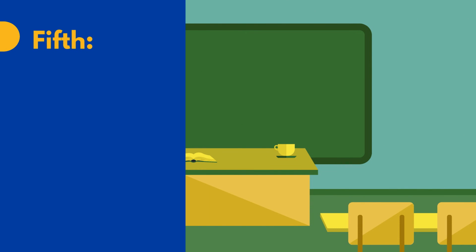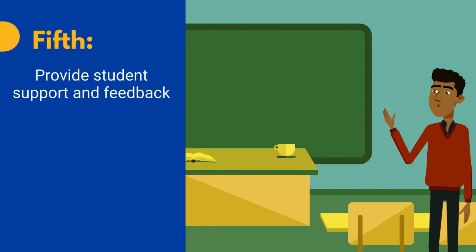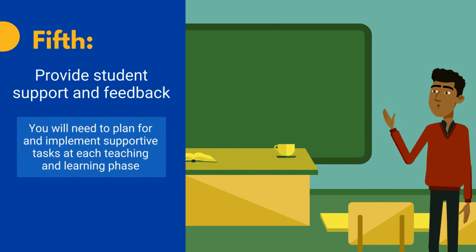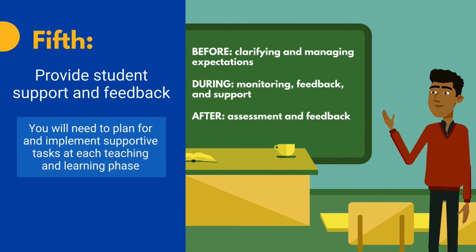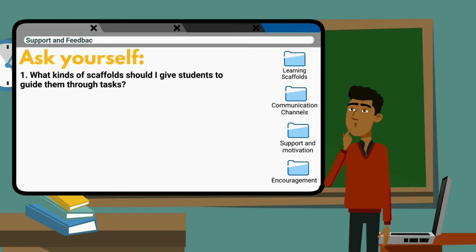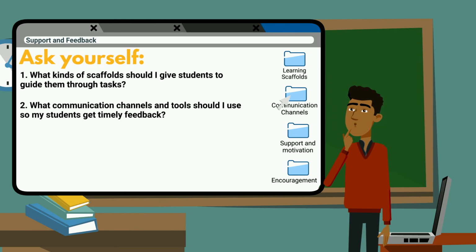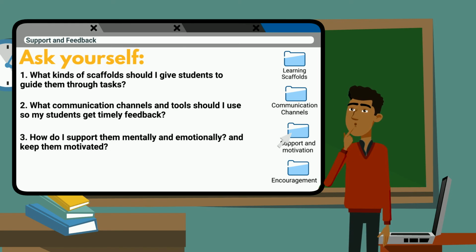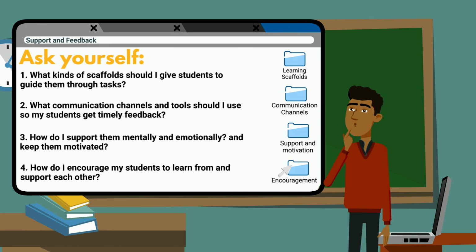The fifth subtask is providing student support and feedback. You will need to plan for and implement supportive tasks before, during, and after teaching activities. Ask yourself, what kinds of scaffolds should I give my student to guide them through tasks? What communication channels and tools should I use so my students get timely feedback? How do I support them mentally and emotionally and keep them motivated? How do I encourage my students to learn from and support each other?